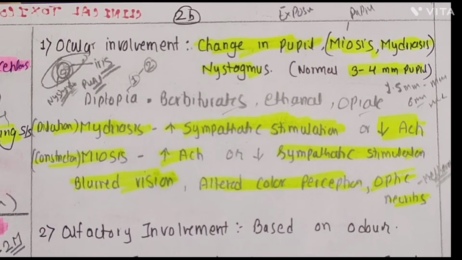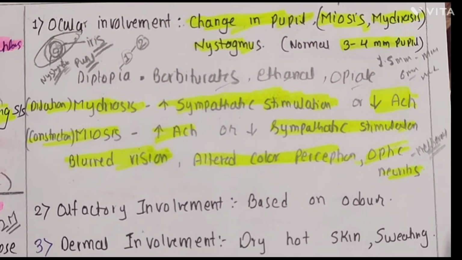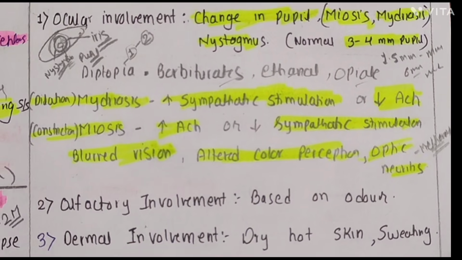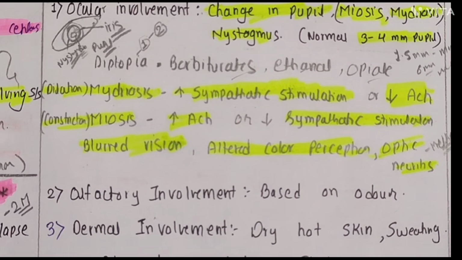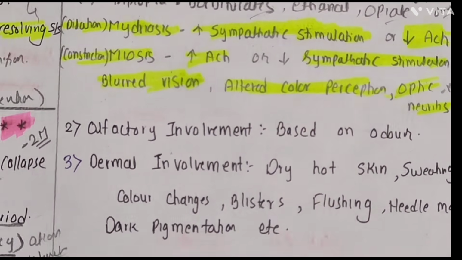Similarly, there is an olfactory involvement, means based on the odors we can say that there is a change in odor, lack of odor, or the odor is increasing. Odor means fragrance or bad smell. During COVID we might have heard that there is anosmia, that people are not able to smell.